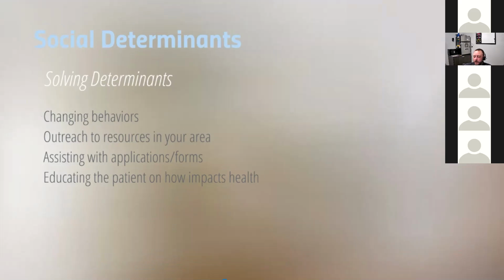Outreach to resources in your area. You don't necessarily have to be the person that makes the changes. You're just the person that's referring them out to other places where they can get help. Assist them with any applications or forms that they may have to do, definitely if they have some sort of education deficit that they're unable to fully understand how to fill out an application.